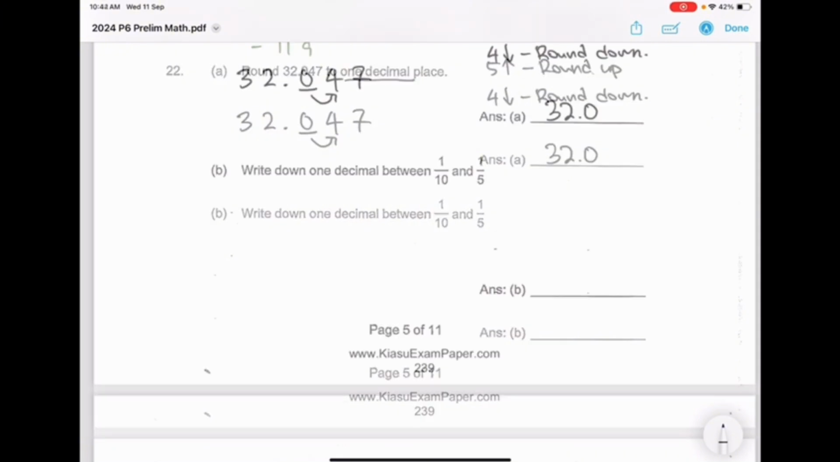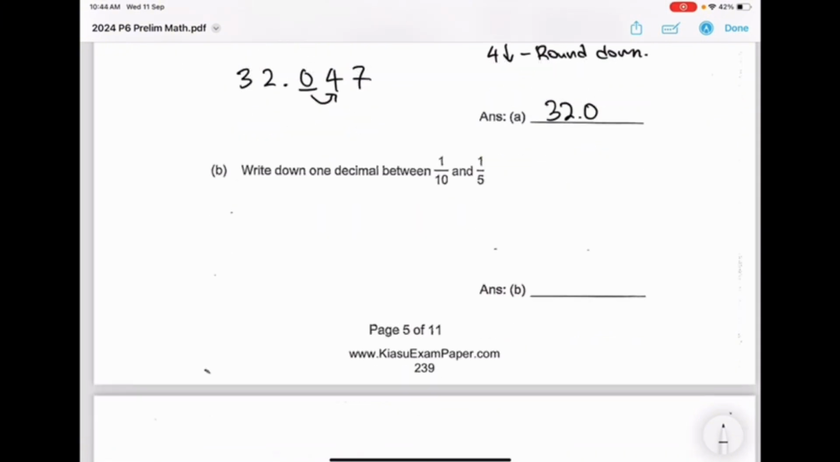32.0. Now for part B, what does it say? Write down 1 decimal between 1 over 10 and 1 over 5. First thing I want to do is to convert these into decimals, so I have a clearer picture of what decimal is in between. 1 over 10 simply converts to 0.1. For 1 over 5, we can change the denominator to a 10 first. What I do to the bottom, which is a multiplication of 2, I do to the top as well, and I will have 2 over 10, and that would simply be 0.2.